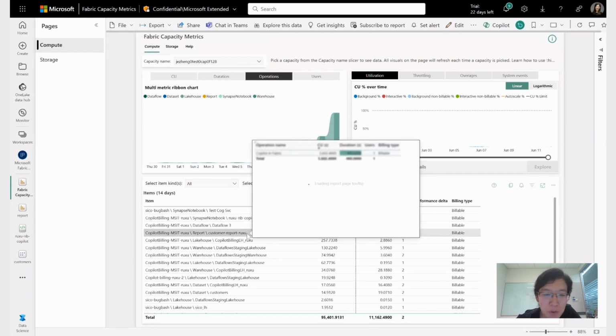Also in the Power BI report. So the idea is that each artifact has its own line, which will show the detailed usage you have spent on that artifact in your capacity metrics app.